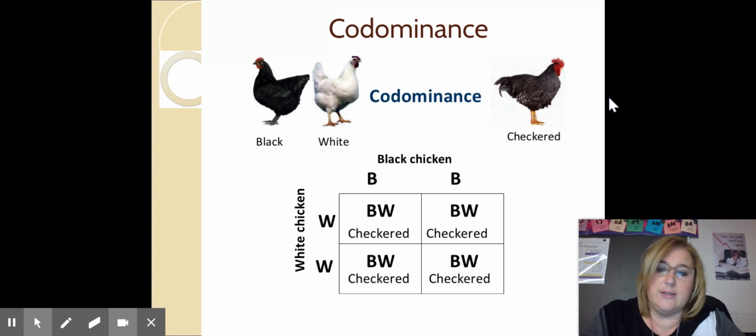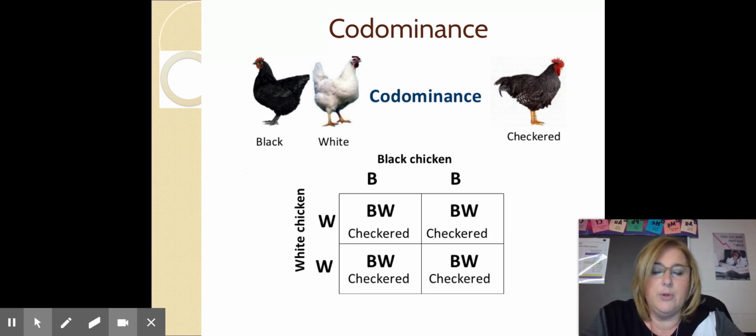Let's look at the chickens. We have black chickens, white chickens, and then the checkered or the black and white feathered chickens. So if you have a pure black feathered chicken, big B, crossed with a pure white feathered chicken, big W, then offspring will inherit one gene allele for black feathers and one gene allele for white feathers.